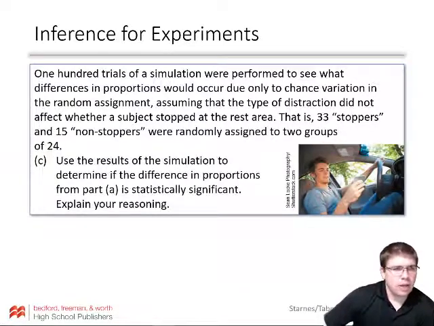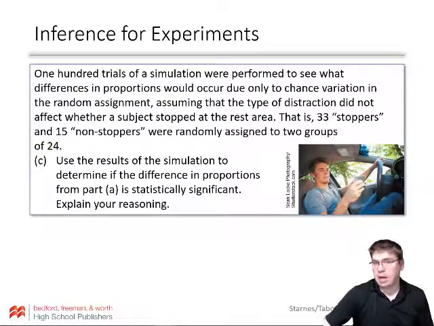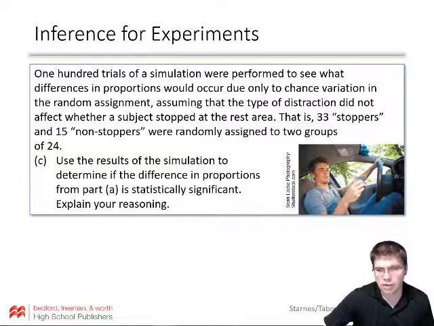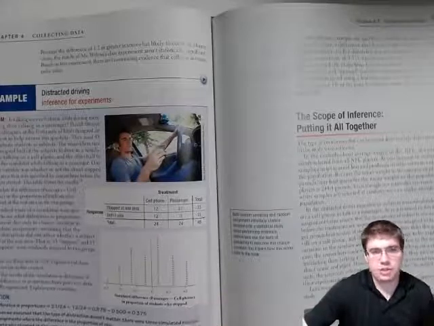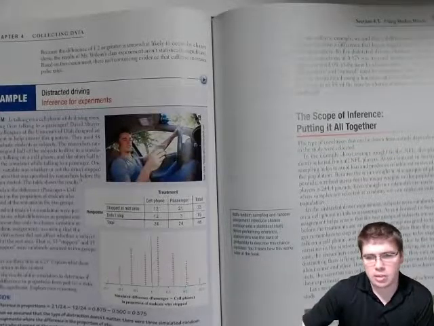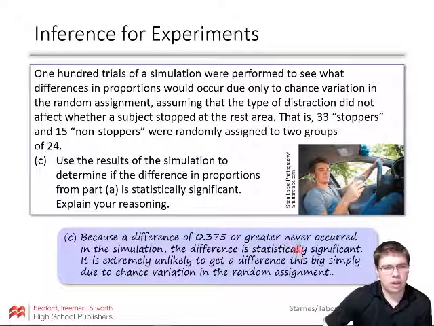So then part C, use the results of the simulation to determine if the difference in proportions from part A is statistically significant. And so remember, statistically significant means it's unlikely to happen due to chance. And remember, our difference was 0.375, which did not show up on this chart. 0.375 is off the chart there. So it's unlikely to happen by chance. And so the conclusion that we can draw here is that because a difference of 0.375 or greater never occurred in the simulation, the difference is statistically significant. It is extremely unlikely to get a difference this big simply due to chance variation in the random assignment.